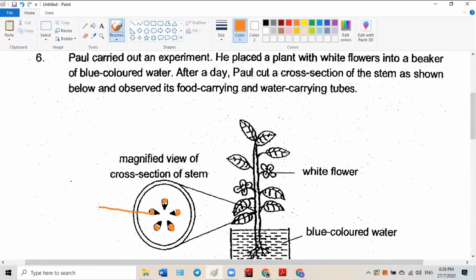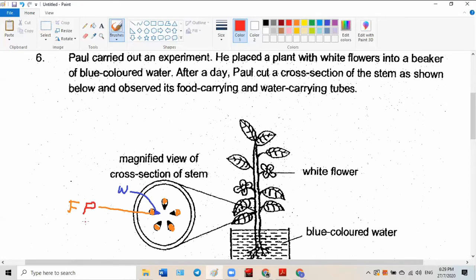Okay? How to remember? Who comes first, F or W? F, right? So that's why F is outside. W is inside. A, B, C, D, E, F, W, X, Y, Z. Right? W is behind, so W is inside. Then how do you know food carry? F and P look the same, right? You see? The P looks like the F, right?